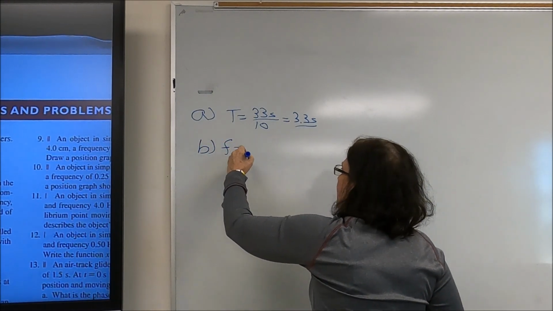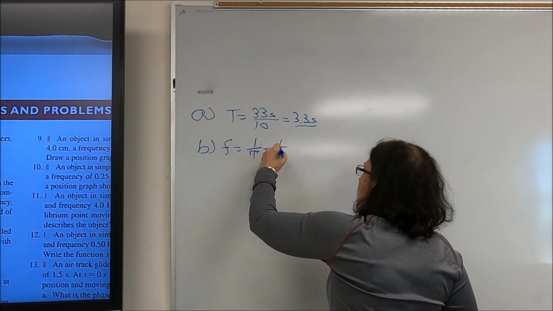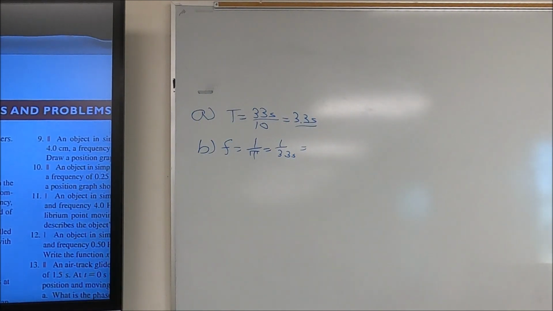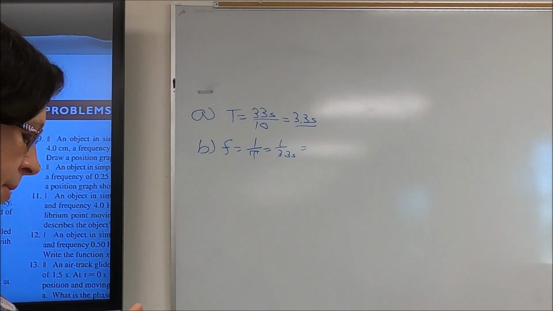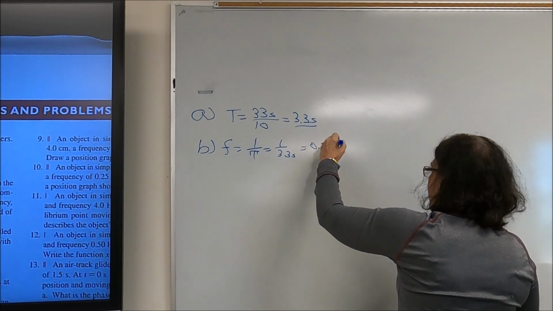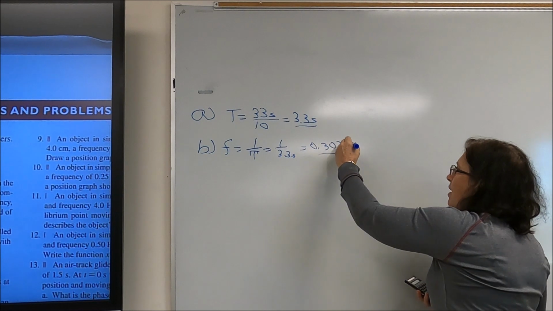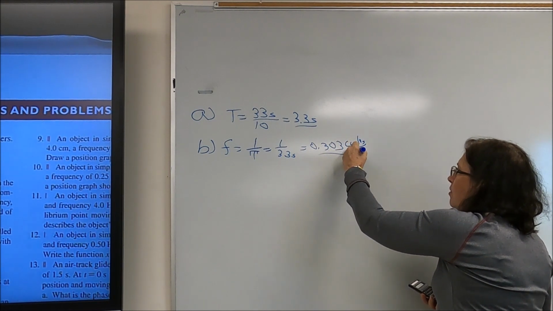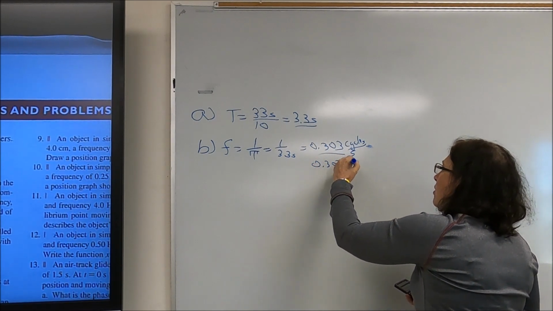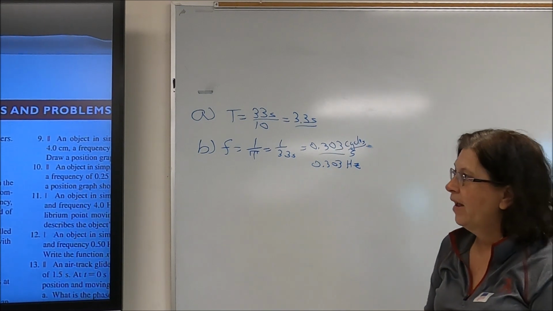B asks us the frequency. Frequency is just 1 over period, so it's going to be 1 over 3.3 seconds. So 1 divided by 3.3 is 0.303. Your book always takes things to 3 significant figures. You could either label this as cycles per second, or you'll see the unit hertz. Hertz means cycles per second.